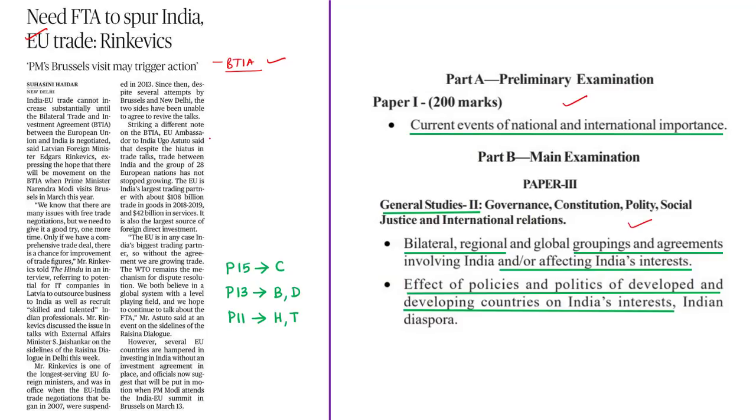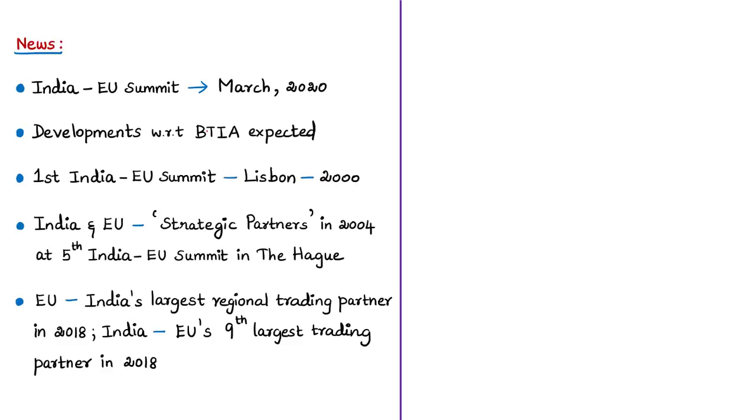The news article presents the opinion stated by the Foreign Minister of Latvia, which is one of the member countries in the European Union. The Latvian Foreign Minister stated that the broad-based trade and investment agreement between India and the European Union could be signed in the month of March 2020. This is because the Indian Prime Minister is scheduled to visit Brussels for the India-European Summit in March 2020.